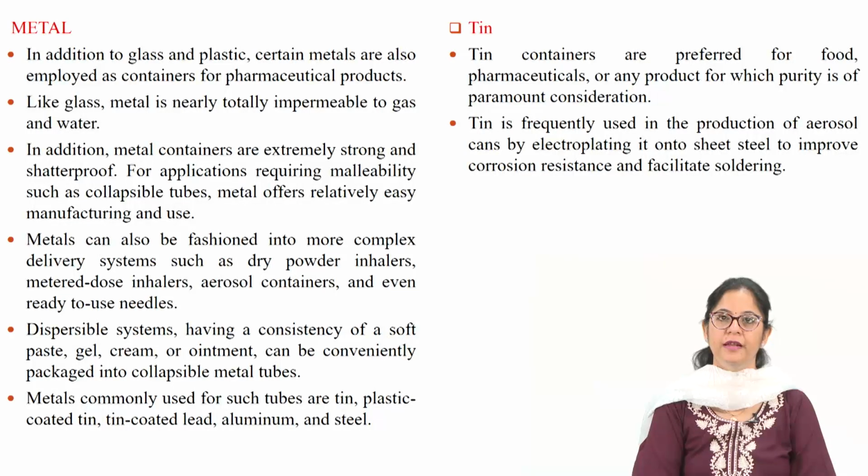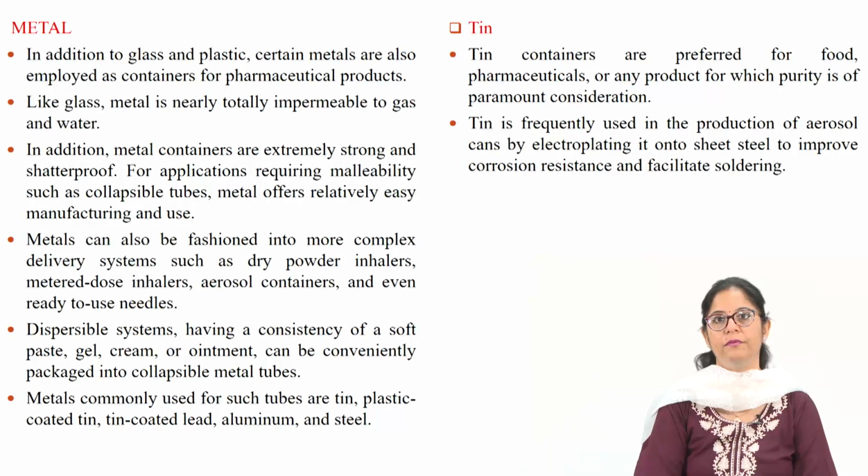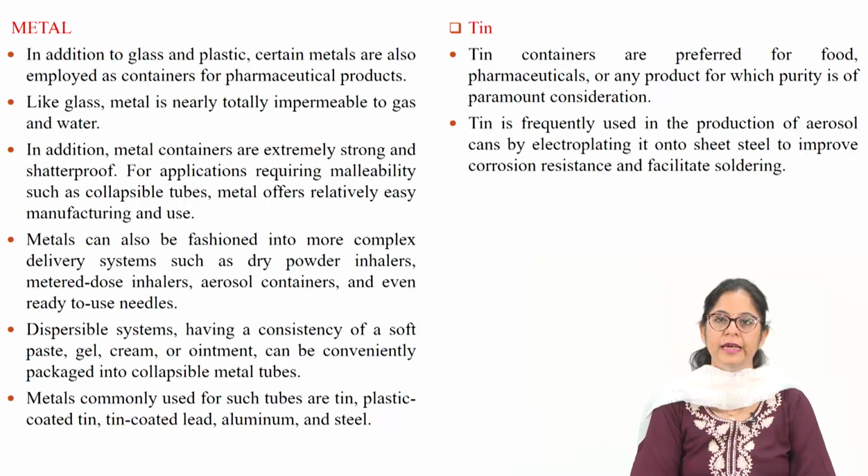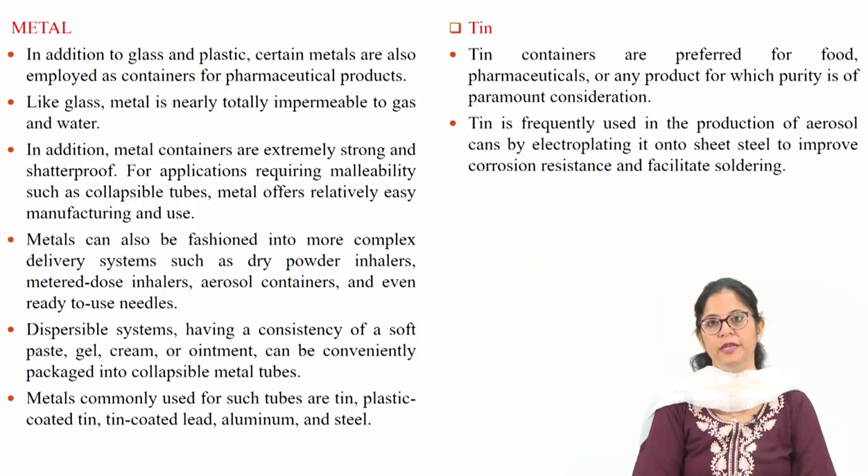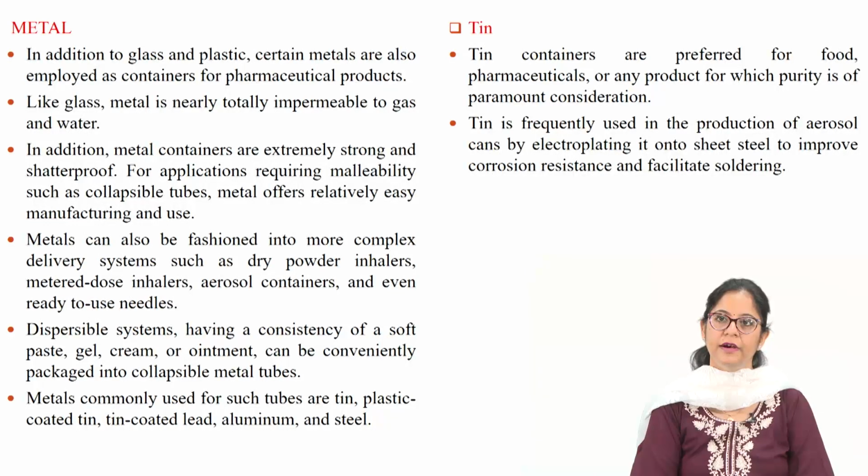So metal is the next material which is used for packaging of pharmaceutical products in the preparation of containers. Like glass, metal is totally impermeable to gas and water. In addition, metal containers are extremely strong and shatterproof. For applications requiring malleability such as collapsible tubes, metals offer relatively easy manufacturing and use. Metals can also be fashioned into more complex delivery systems like dry powder inhalers, metered dose inhalers, aerosol containers, and even ready to use needles.